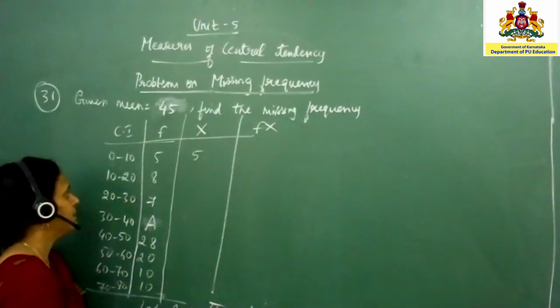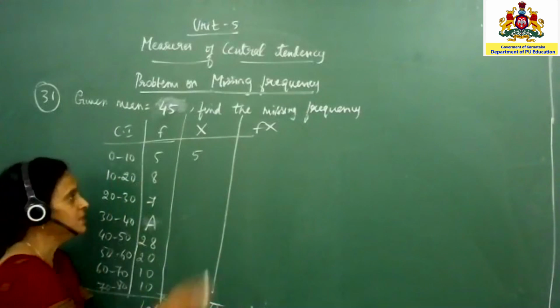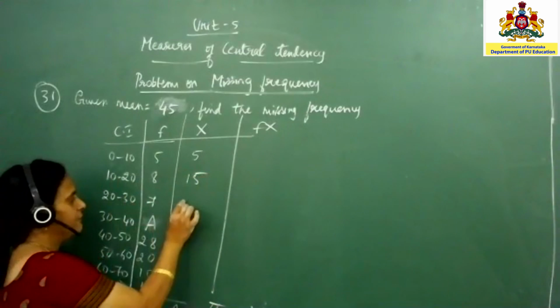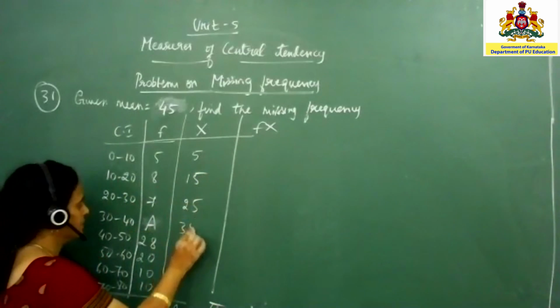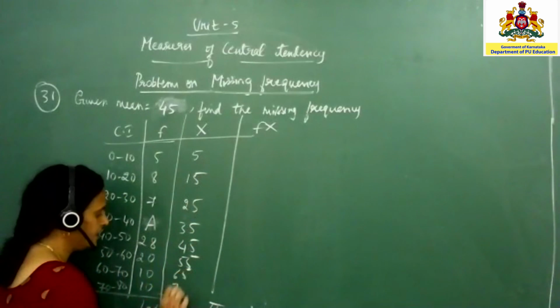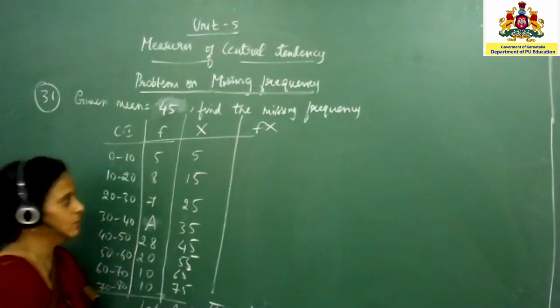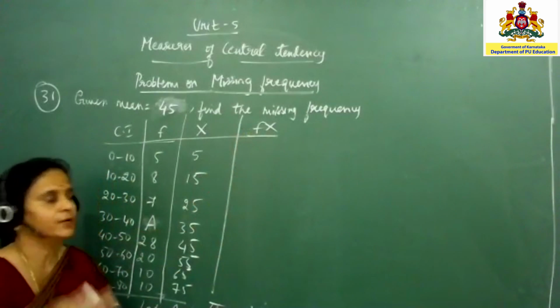Next, 10 plus 20 by 2. 10 plus 20 is 30, 30 by 2 is 15. Same way if I carry on, the center values I'll be getting 25, here 35, 45, 55, 65 and 75. Now I have to get Fx column. Fx is F into X.